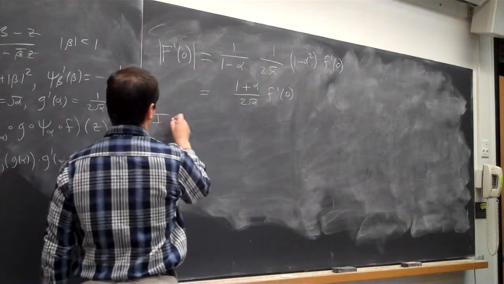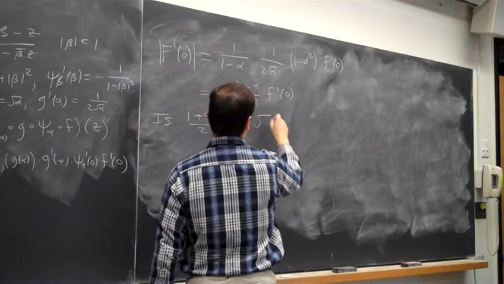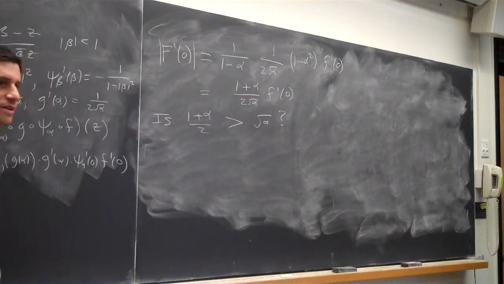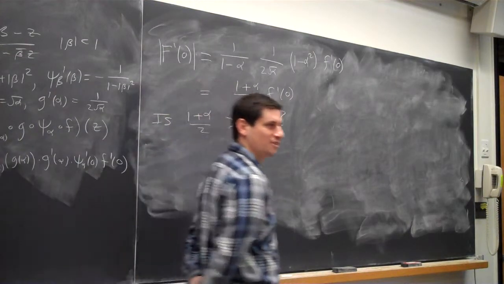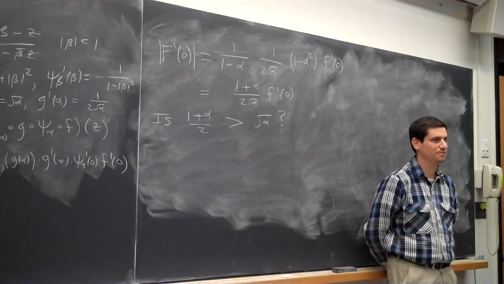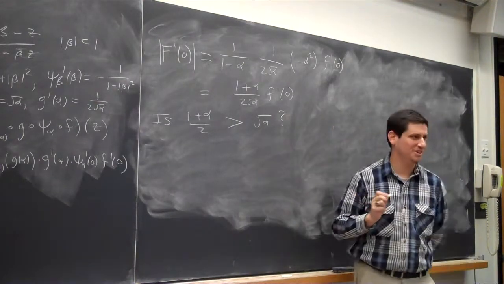So is 1 plus alpha over 2 greater than the square root of alpha? No? You can just check it, right? You can go down to Mathematica and plot it, or you can go to a Calc 1 student, have them plot it. Have any of you seen this before? I'm sorry? It's root alpha minus 1 squared greater than 0.